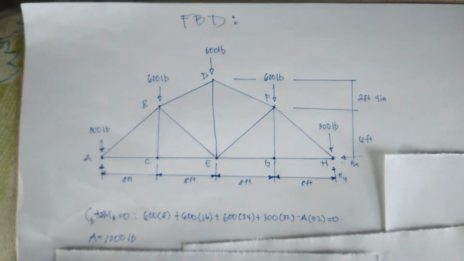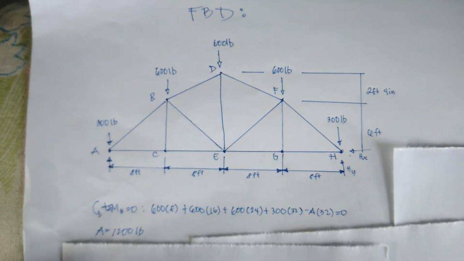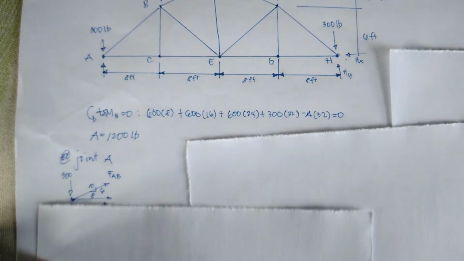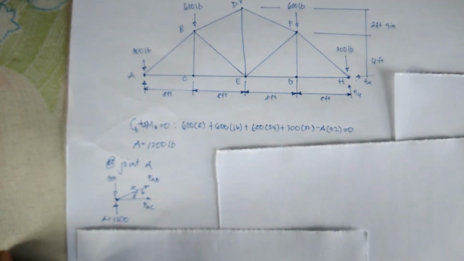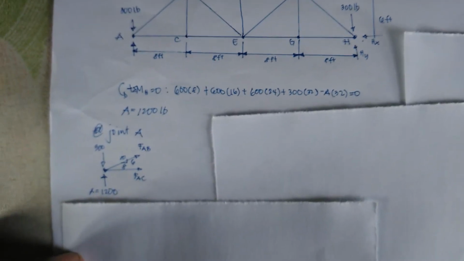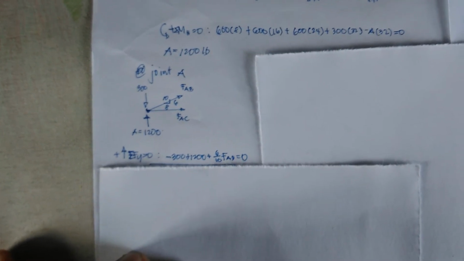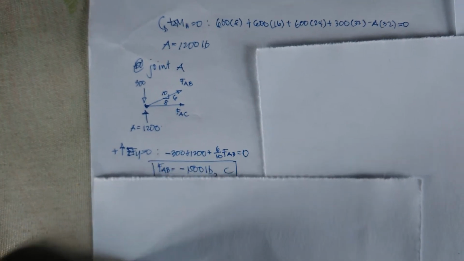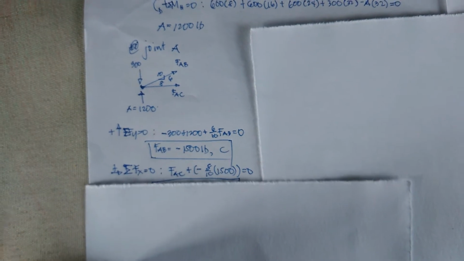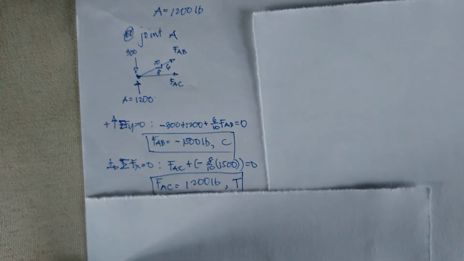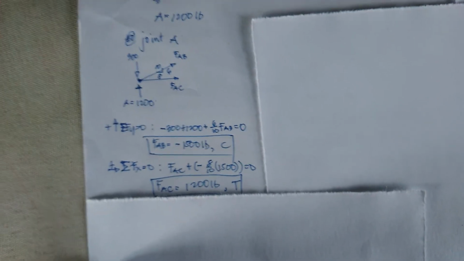After that, we'll be proceeding to the method of joints at A. That will be given by this diagram with a dimension of 6, 8, 10. After that, we're going to sum up the forces along the x and y axes. Along the y axis will be given by this value, and FAB will be given by this 1,500 pounds compression, and for the x axis, this value, and FAC will be equal to 1,200 pounds tension.